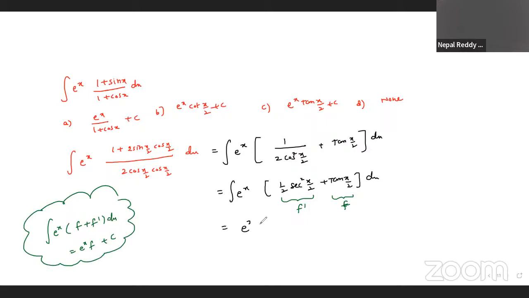The solution is e power x into f of x, nothing but e power x into tan x by 2 plus c. You have option C is the right answer. Next, we go for another question.